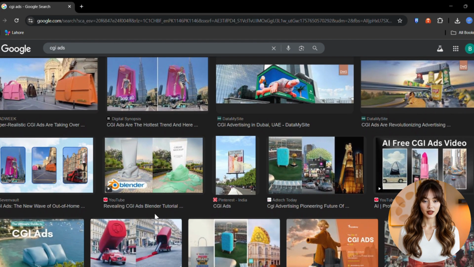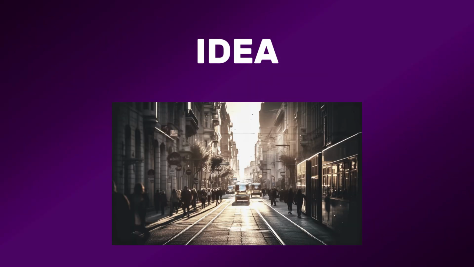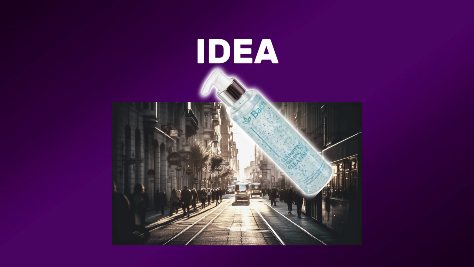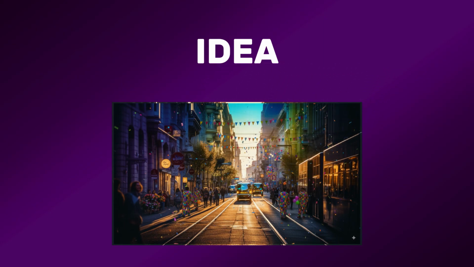Here's one idea I came up with: a face cleanser ad. Picture this: a dull, lifeless city, completely black and white. The streets are empty, the people look bored. Suddenly, in the sky, a giant face cleanser bottle floats above the skyline. It's glowing, powerful, impossible to ignore. It drops just one tiny splash of cleanser, and instantly, the entire city bursts into life. Colors explode, lights shine, people smile, energy fills the air. Feels like a story, right? That's the magic of turning a product into a CGI ad.